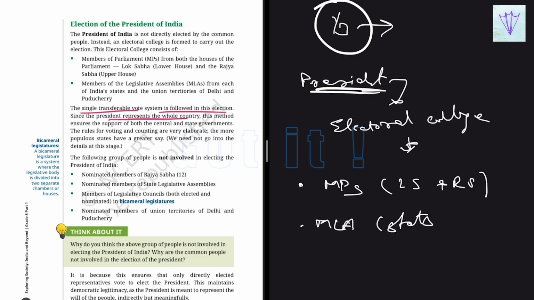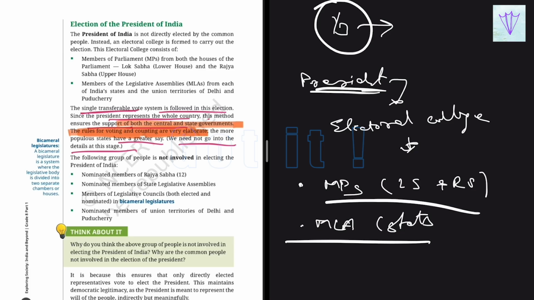Since the president represents the whole country, this method ensures the support of both the central and the state governments, and the rules for voting and counting are very elaborate. The more populous states have a greater say. We need not go into the details at this stage. The single transferable vote system is followed in this election, same as in the elections of Rajya Sabha. And since the president represents the whole country, this method ensures the support of both central and state governments, because everyone is participating in this election.